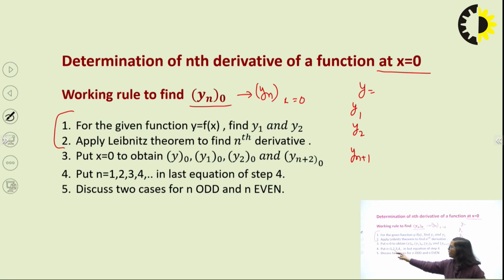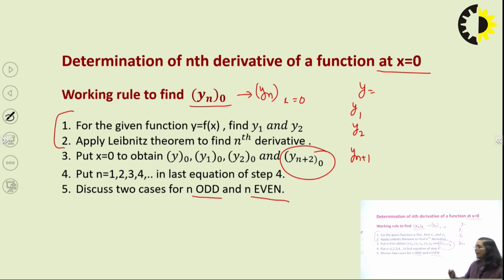What is the next step? Put n equal to 1, 2, 3 and 4 and so on in the last equation of step 4, meaning this equation. In this equation we give various values to n, starting with n equal to 1, 2, 3, 4 and so on, and discuss two cases for n odd and n even. One for n odd, when n takes the values 1, 3, 5, 7 and so on. Second, the case when n is even, meaning n is 2, 4, 6, 8 and so on. This we will see in the examples.